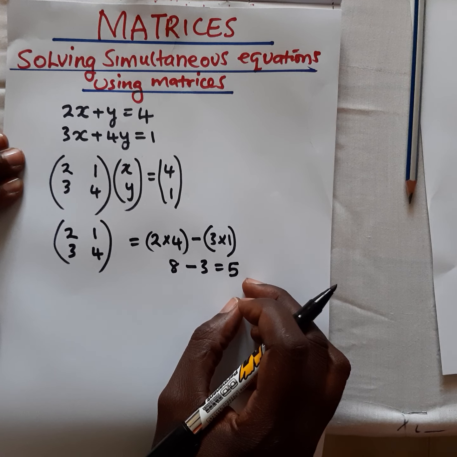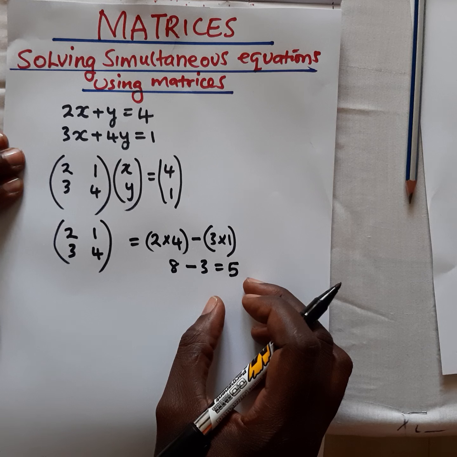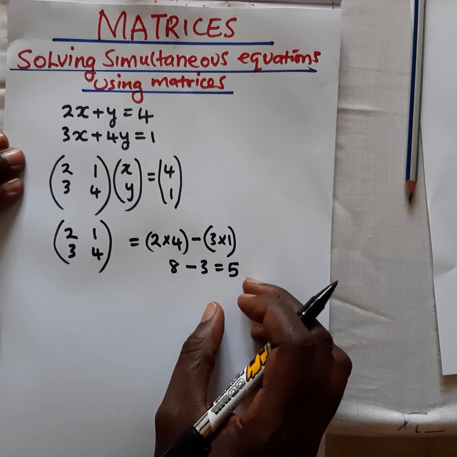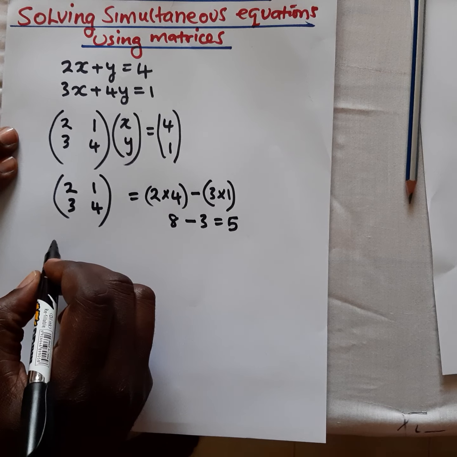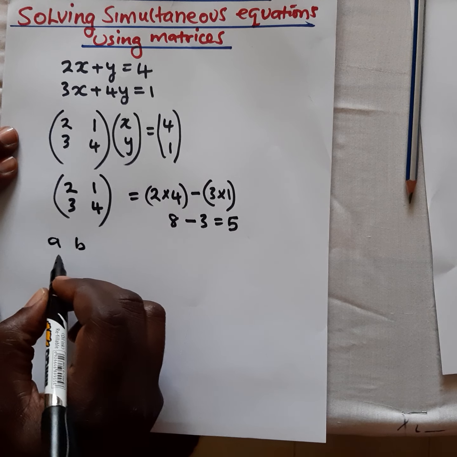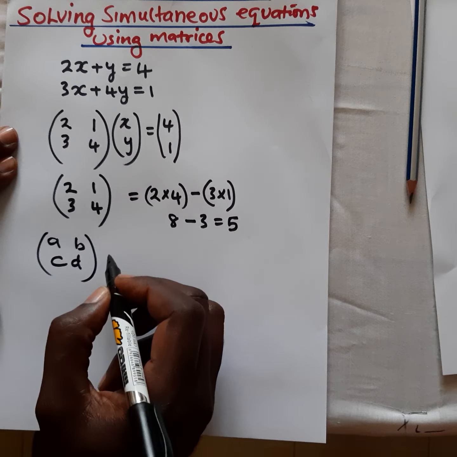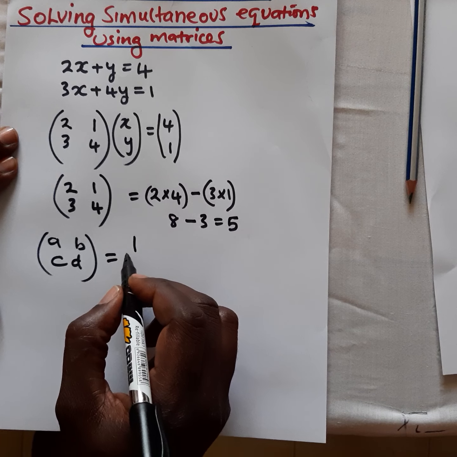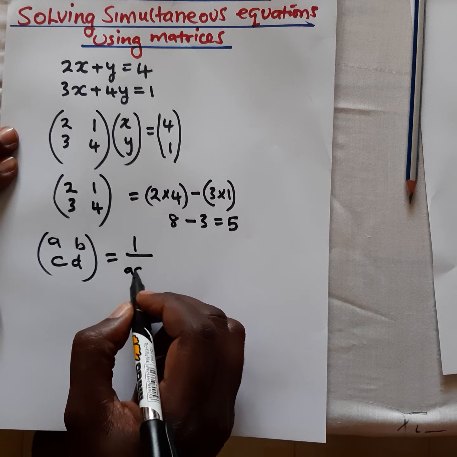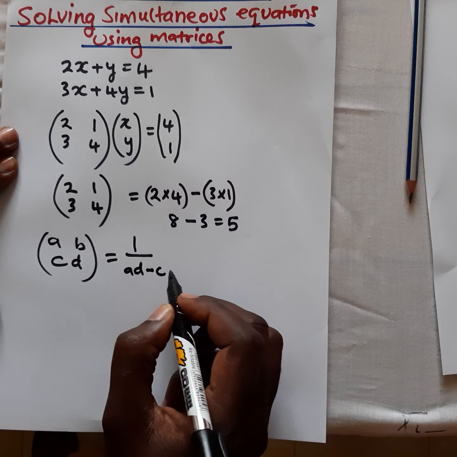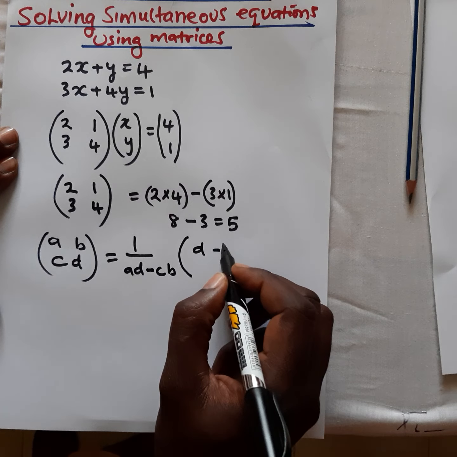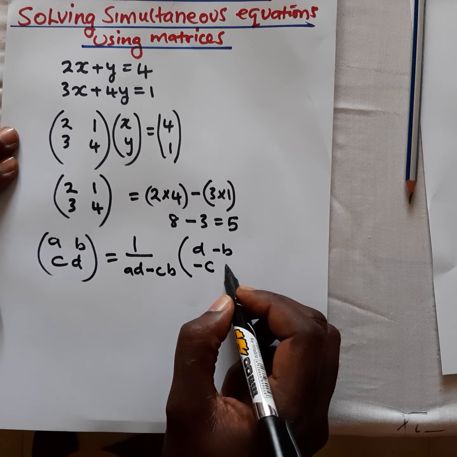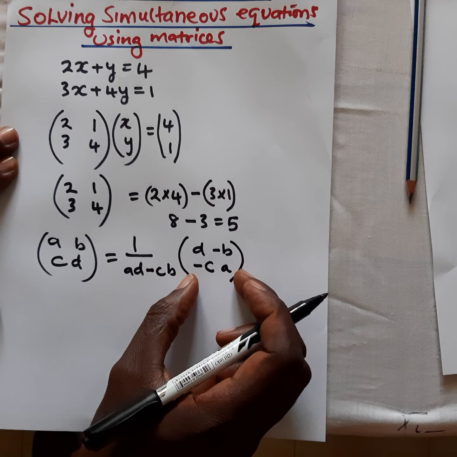Step 3, we find the inverse matrix of the coefficients matrix. How do we find the inverse? Now, to find the inverse, first we know that if we have a matrix A, B, C, D, the inverse is given by 1 over (AD minus BC), in brackets, D, negative B, negative C, A. How do we get this?